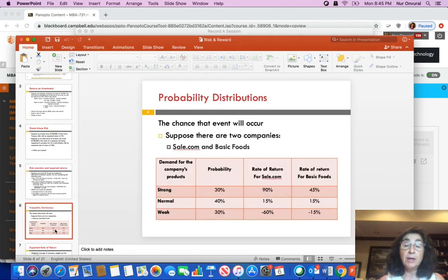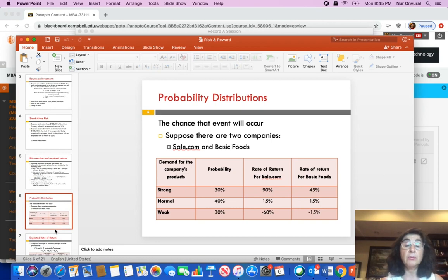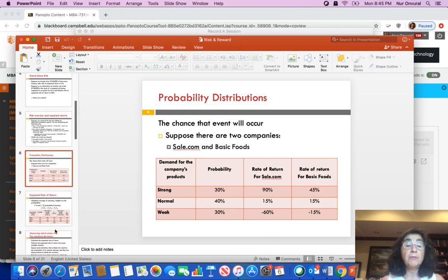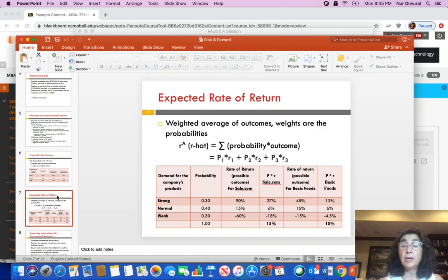We have an example here with two companies. One is Sale.com and the other one is Basic Foods. We have their probabilities for strong, normal, and weak demand, and we also know the returns for each state for each company. Given that, first of all, we can calculate the expected rate of return by multiplying each probability with its respective return.